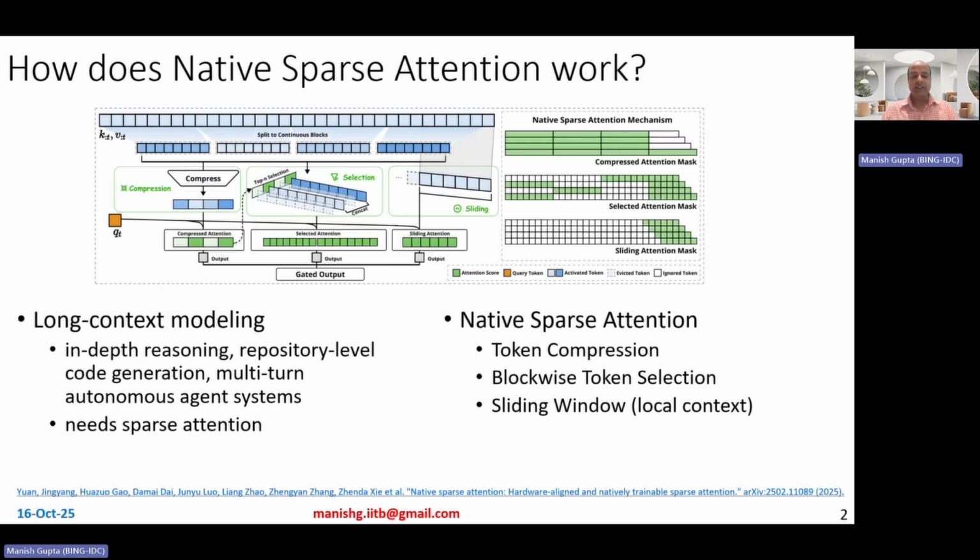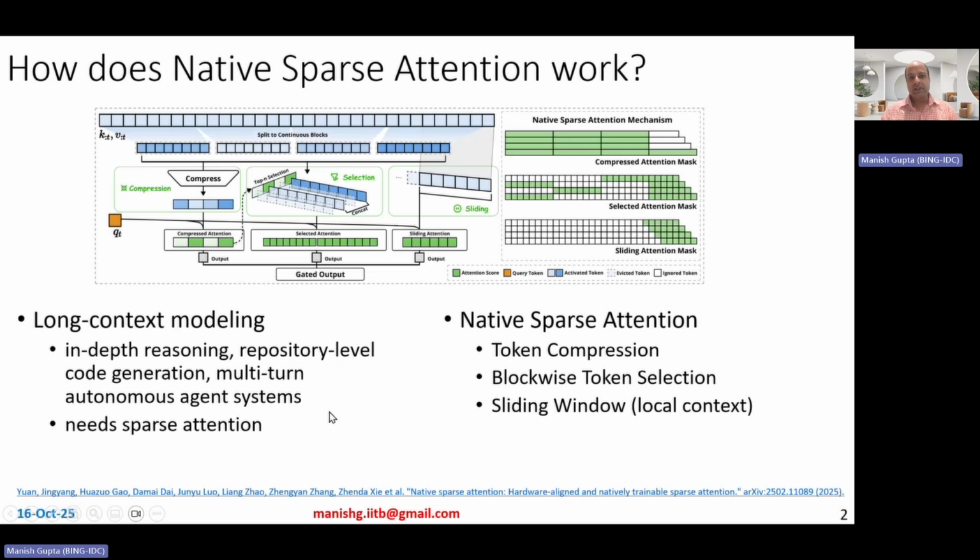Well, native sparse attention is applicable for long context modeling. When the number of tokens in your input and output are very high, then transformer-based methods can become a little inefficient because the multi-head self-attention mechanism is quadratic in nature. Some of these long context modeling tasks include in-depth reasoning, repository level code generation, multi-turn autonomous agent systems, and so on.